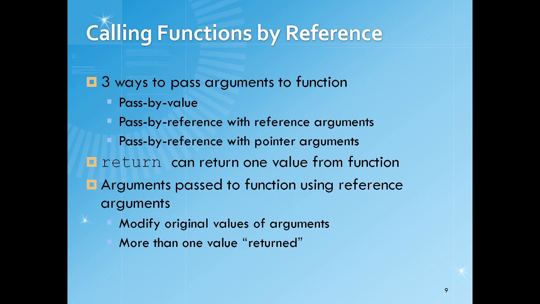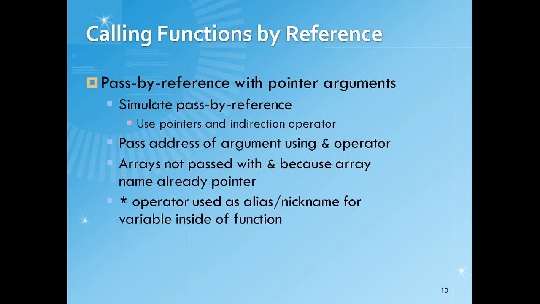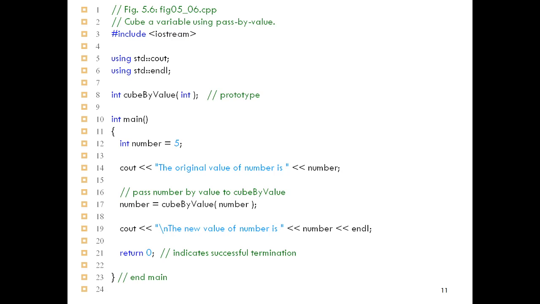Now, when you're calling the function, there are actually three ways to pass in the variable. One is pass by value, another is pass by value with a reference argument, and the third is pass by reference with a pointer argument. Let's see the example.